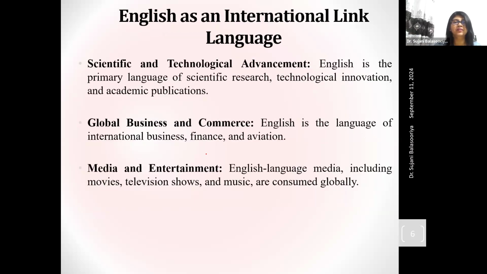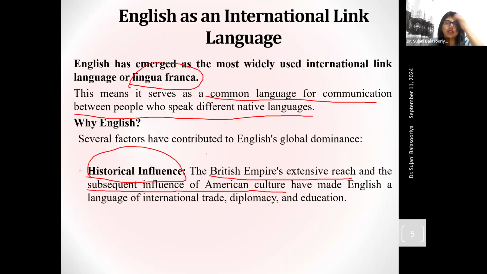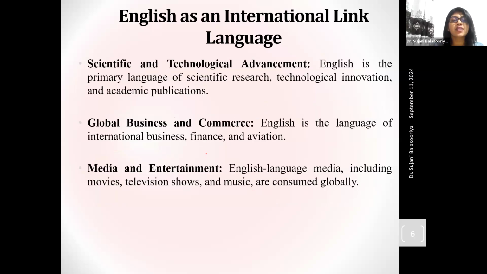Okay. So these are certain pieces of information you can think of about why English has become an international linked language, why another language has not come into that position, why English only. So these are the reasons: historical factors, scientific and technological factors, global business and commerce, and media and entertainment. These are the reasons. And you don't find these factors have affected any other language to be more powerful like English. It is the English language.